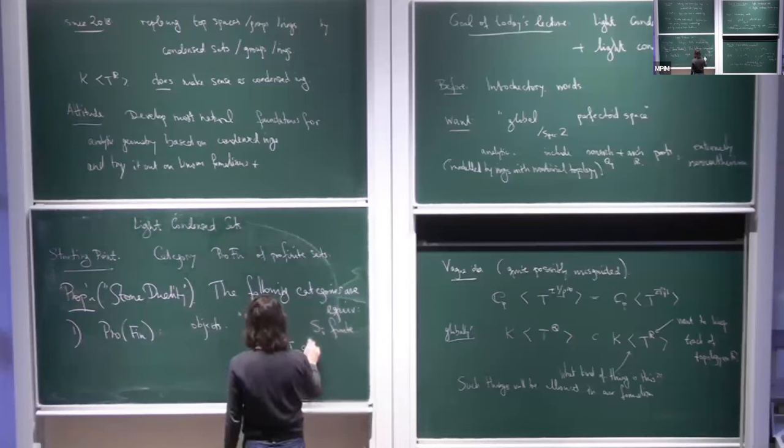Right, so I have something about this, but let me not do this now. So maybe this is all I want to say right now about light condensed sets. And as I said, for us the main importance is as a home for doing homological algebra. So let's talk about light condensed abelian groups.